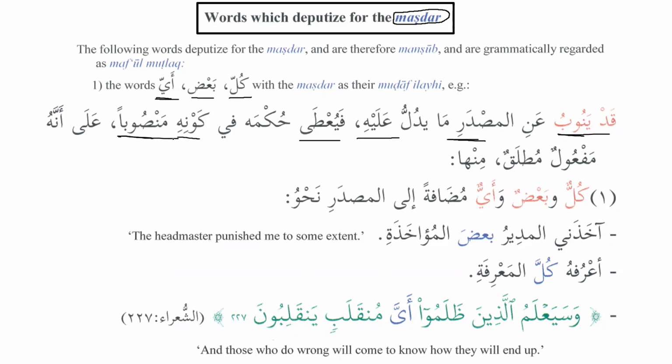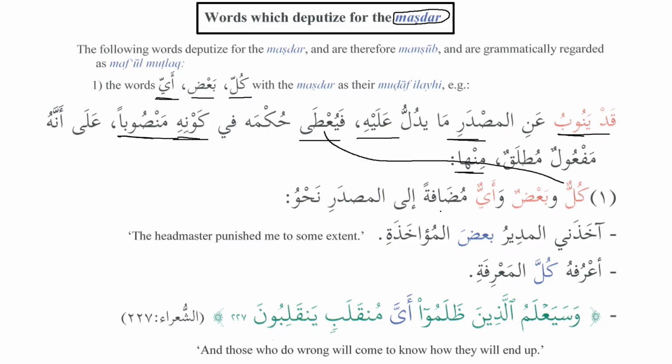Kaun is the masdar of kana yakunu kaunan. فَيُعْطَى حُكْمَهُ فِي كَوْنِهِ مَنْسُوبًا عَلَى أَنَّهُ مَفْعُولٌ مُطْلَقٌ. Why is it mansub? Because it is maf'ul mutlaq. That means this is the absolute object. Minha, from it. So basically what we are learning over here is that kullun, wa ba'dun, wa ayyun, they are used as the deputies of the masdar.